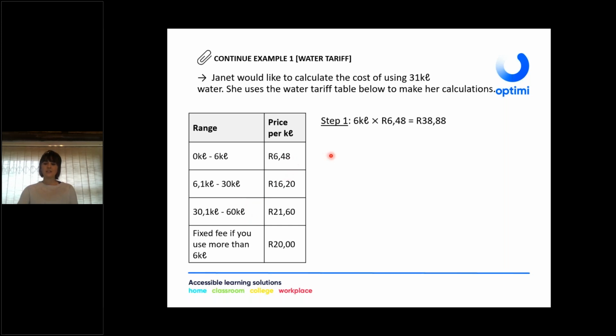Now, the first step is going to look something like this. You will see that 6 kiloliters is included in the first range. Therefore, you are going to say 6 kiloliters multiplied by the price per kiloliter, which is R6.48. This gives you a total of R38.88. Hence, this is the price that she will pay for the first 6 kiloliters that she used.